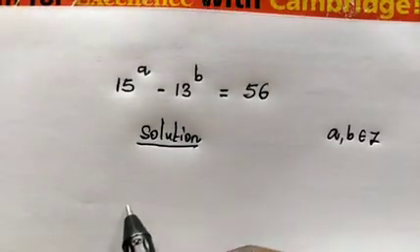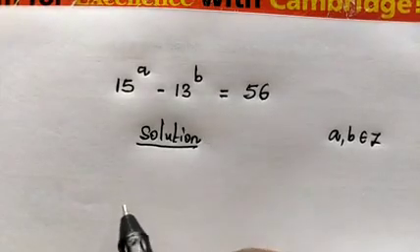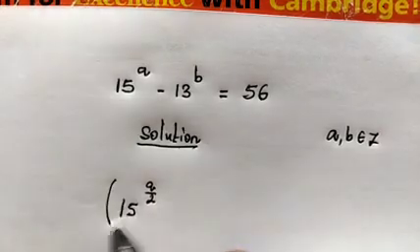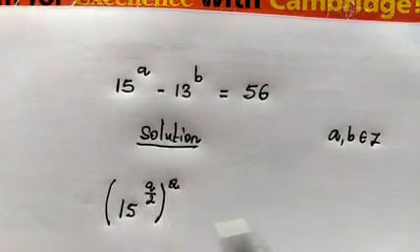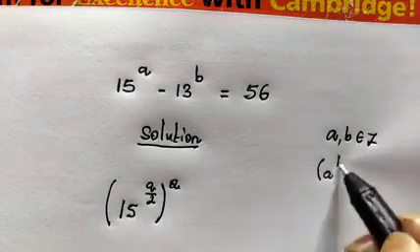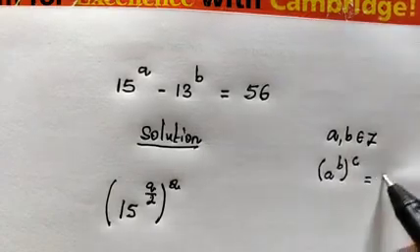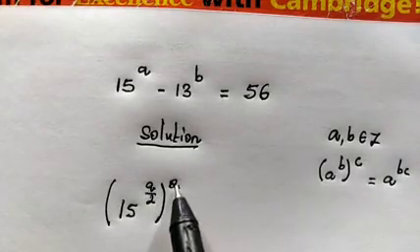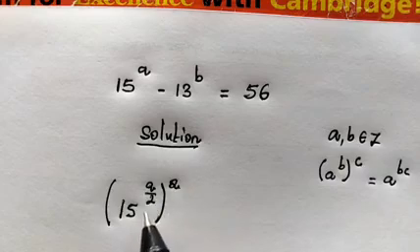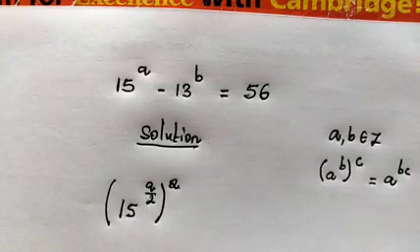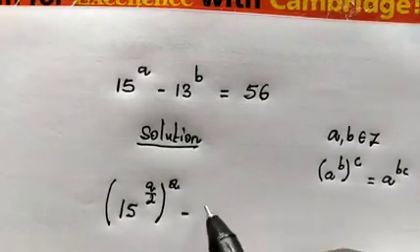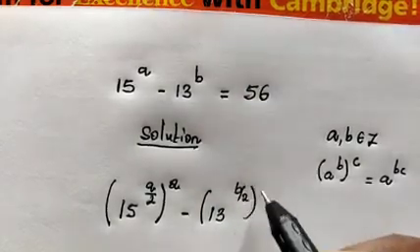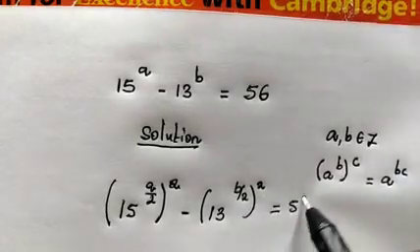On the left hand side we'll have 15 raised to the power of a, which we can write as 15 raised to the power of a over 2, and then we square this, right? We know if you apply this property, a raised to the power of b in brackets raised to the power of c is equal to a raised to the power of b multiplied by c. If you multiply a by 2, the 2's will get cancelled and we're left with a, and that will give us 15 to the power of a. Then we're going to subtract 13 raised to the power of b. We use the same property, so we get 13 raised to the power of b over 2, and then we square this, so this is equal to 56.